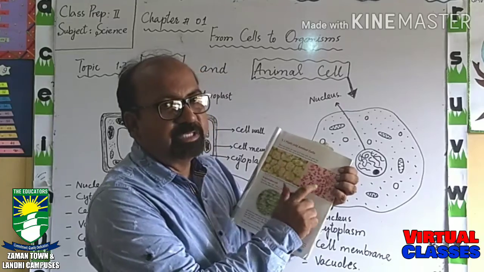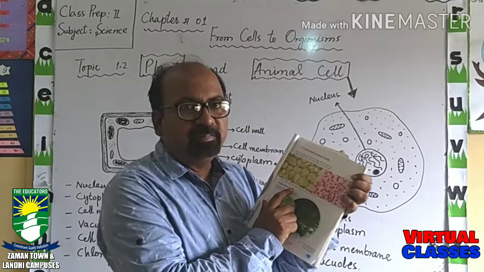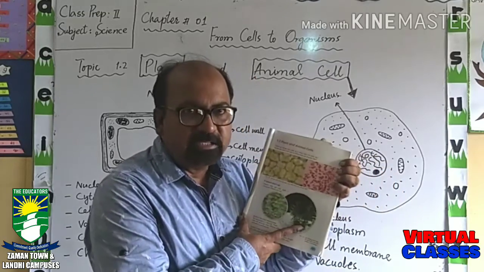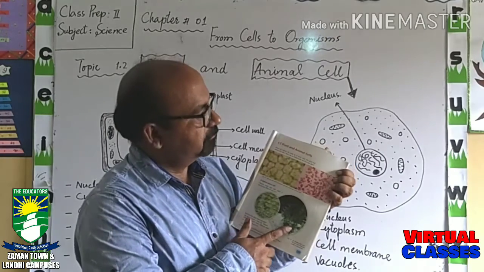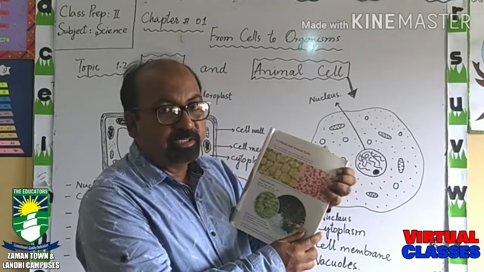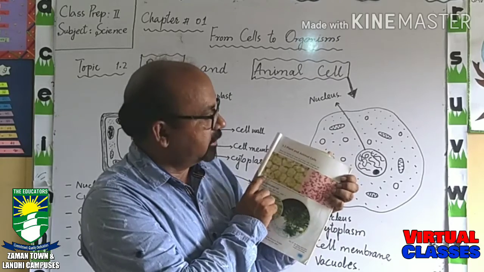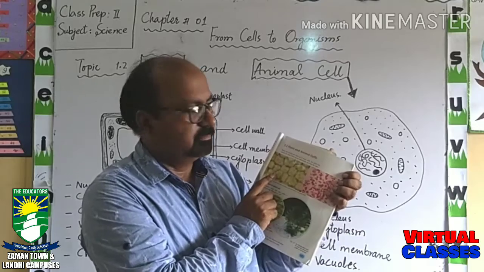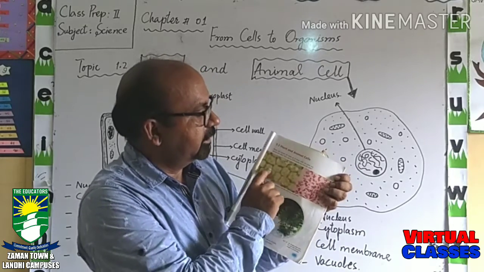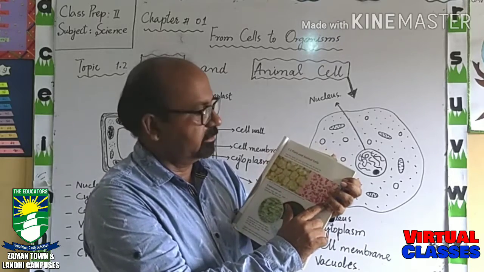Here are two types of cells which are shown in the picture. Can you tell me which one is the plant cell and which one is the animal cell? Obviously, you can say that they can be the plant cell. Why? Because they are green in color. Yes, you are right, these are plant cells and these are animal cells.